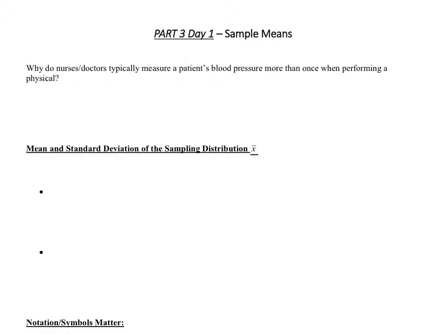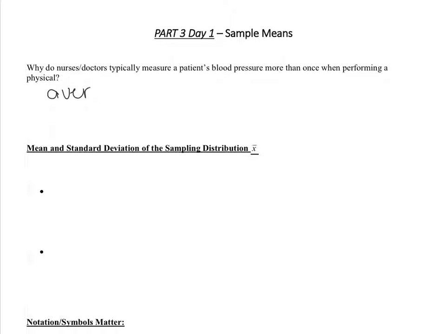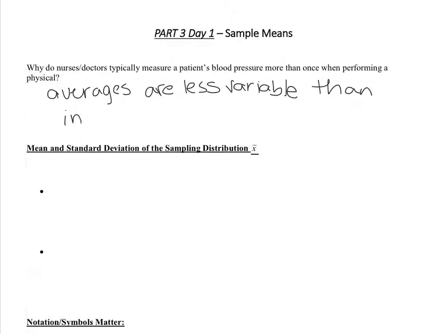Alright, so let's look at part 3, day 1. We'll start with a question. Why do nurses and doctors typically measure a patient's blood pressure more than once when performing a physical? So, one answer may be that averages are less variable than individual observations. So maybe they're trying to get a more accurate reading by looking at more than one.